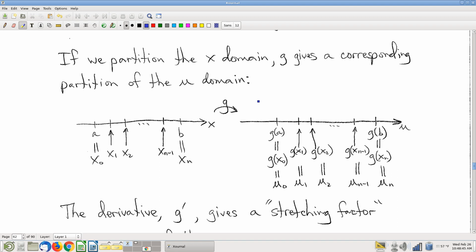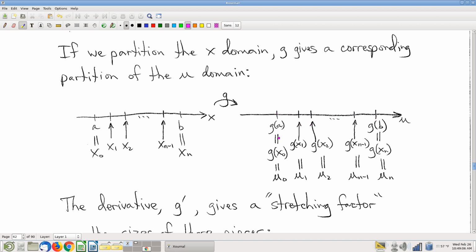Okay, so if I want to do an integral on this domain over here, I can use this partition. I can take little pieces like that, chop up, add up in the usual way. A little harder to write down the formulas, but again, who cares?